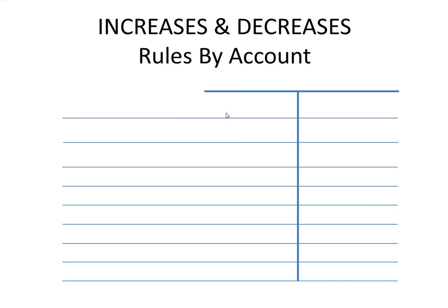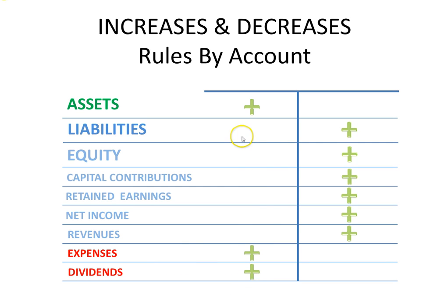This is a summary table of increases and decreases that we just saw. All assets, expenses, and dividends are increased by recording debit entries. Liabilities, on down to revenues here, are increased by recording credit entries. And the opposite for each of those accounts will be the decrease side. Debits on the left, credits on the right.